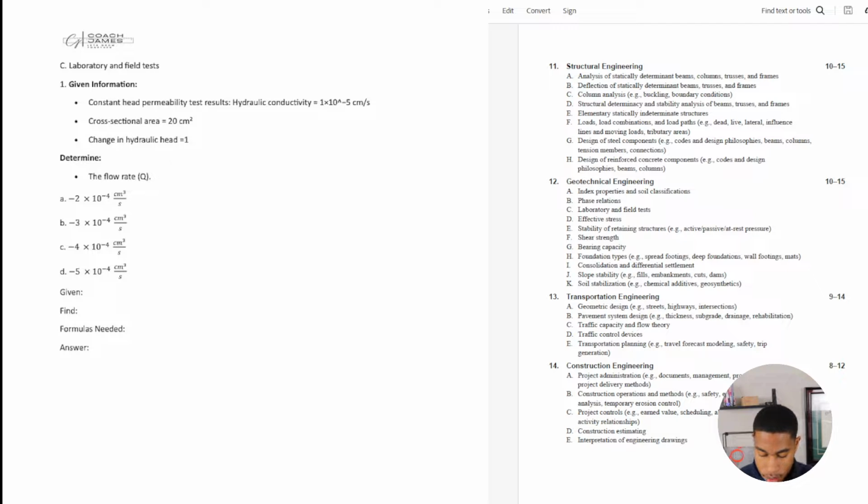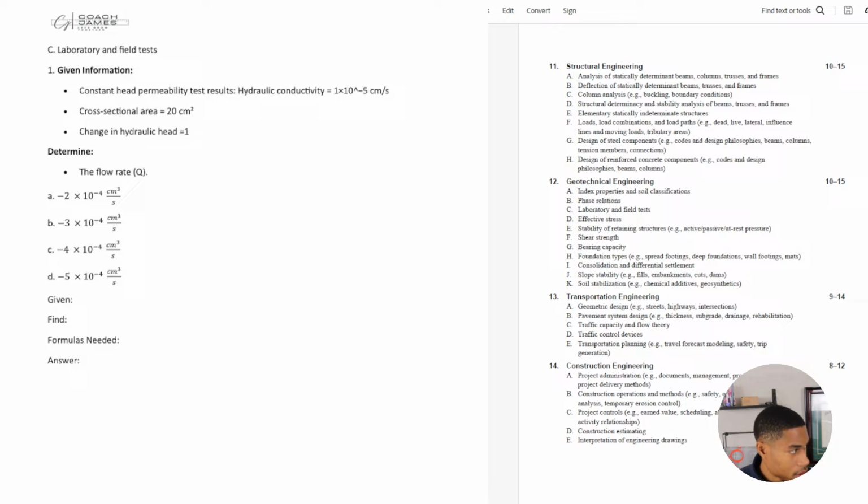All right, so number one says, zoom in a little bit. So given information, you have a constant head permeability test results, and those test results are your hydraulic conductivity is equal to 1 times 10 to the negative 5 centimeters per second. You have a cross-sectional area that equals 20 centimeters squared, and you have a change in hydraulic head that equals 1. Determine the flow rate, Q.